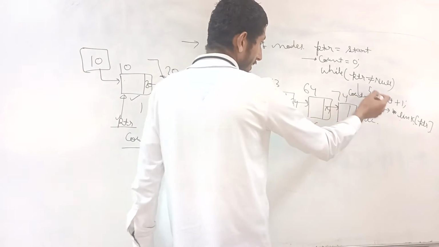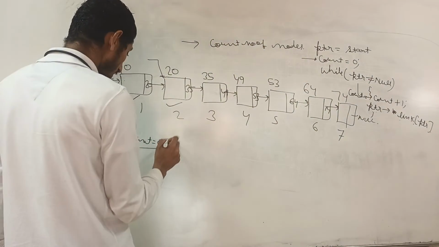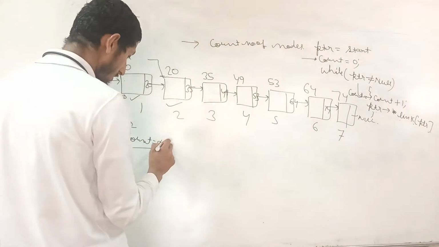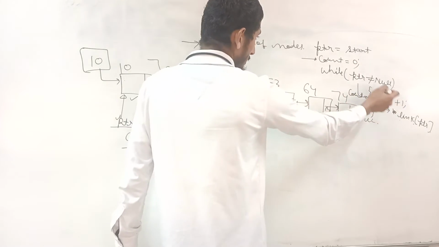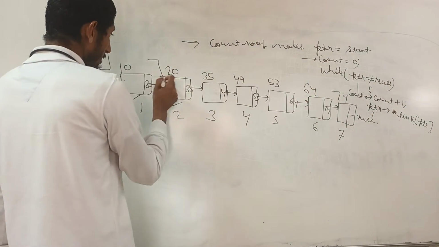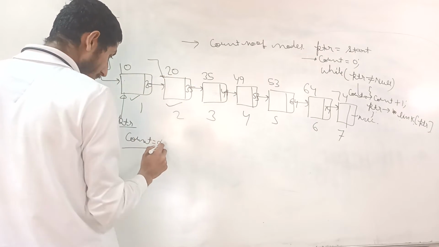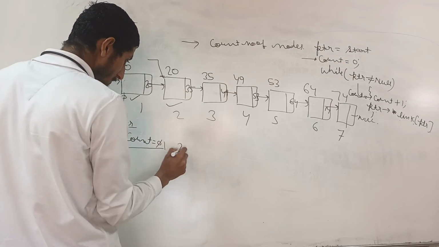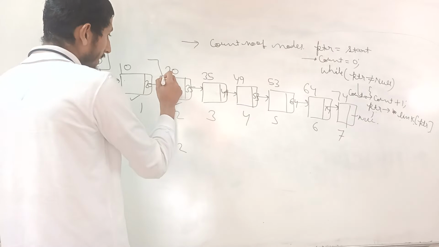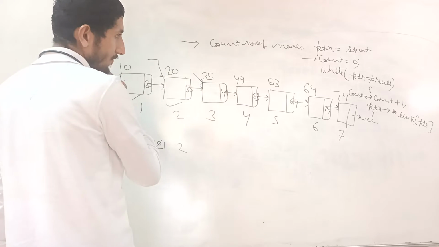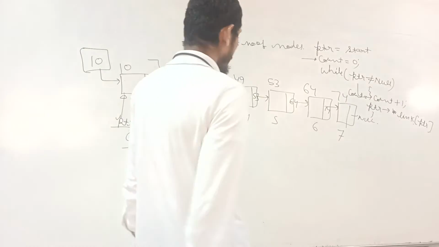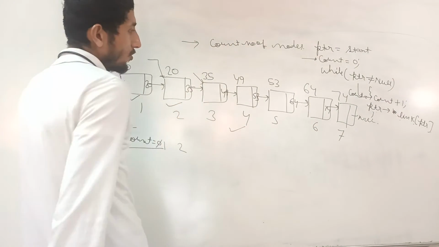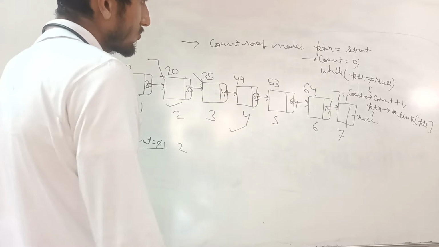Then look, it iterates: count equals count plus 1. The first time, it is indicating here, so the value of count becomes 1, and then the value of count becomes 2. Then ptr will point to this one. Then the loop will iterate over and over, and at last you will get the number of nodes inside the linked list. It is quite simple.